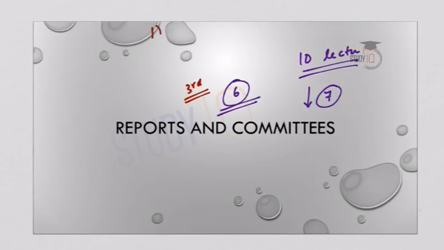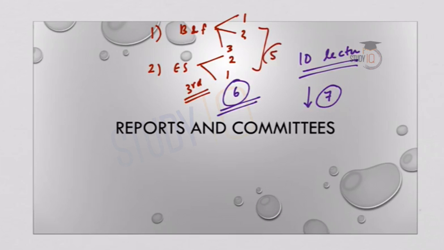The first module was banking and finance. We have covered 3 lectures under banking and finance. The second module was the external sector of the Indian economy and we covered the external sector in 2 videos. So, total 5 in the first 2 modules.